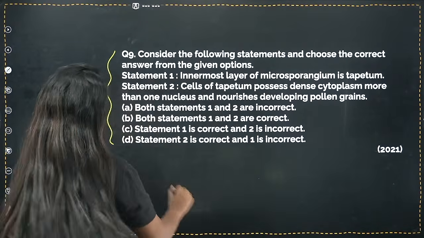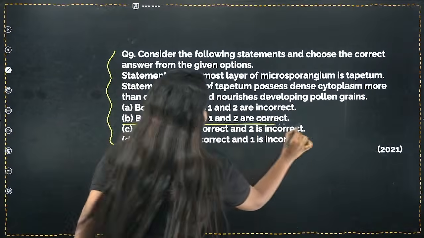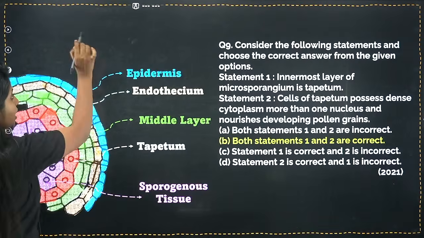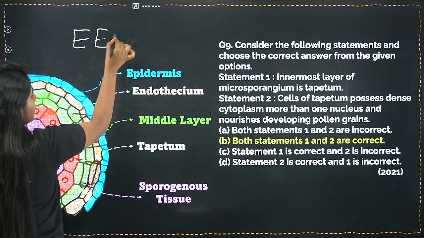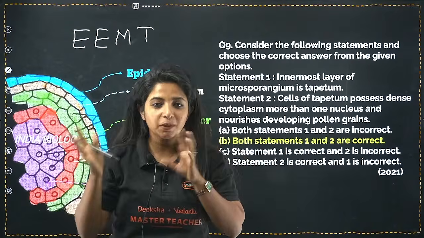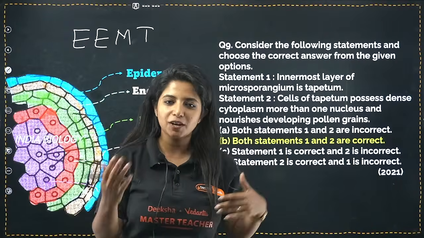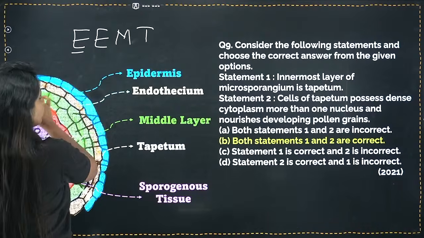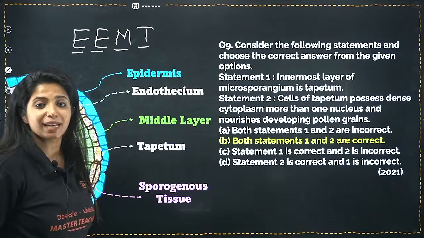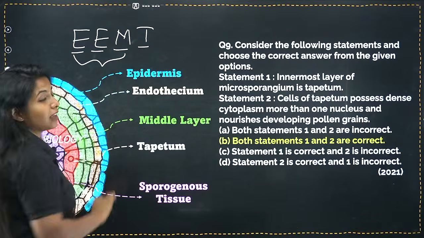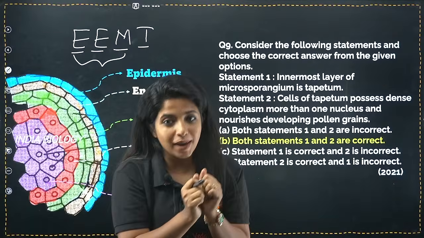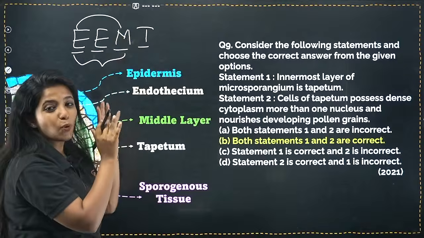Okay. So B is what? Both statement 1 and 2 are correct. Yes, it is absolutely correct. Listen to me carefully. You have how many layers and how do you remember it? E-M-T. Have you gone to an ENT doctor, ear, nose, throat doctor? So I remember it like that. E-M-T. Here instead of N you have M. E stands for epidermis, E stands for endothecium, M stands for middle layer, and lastly you have T, that is tapetum. These 3 layers are there for dehiscence of anther. When the anther wants to break open and release the pollen grains, you need the help of only these 3 layers.